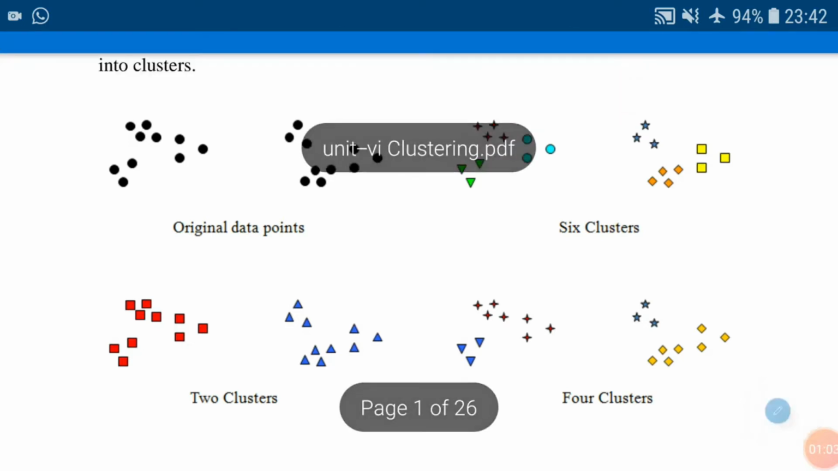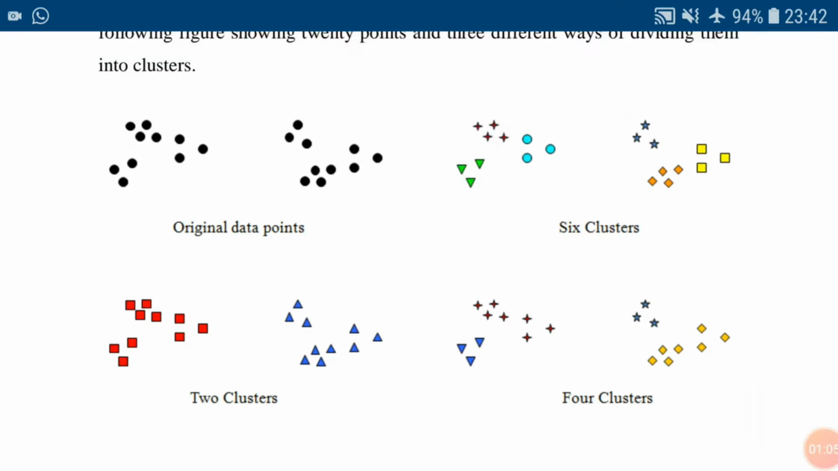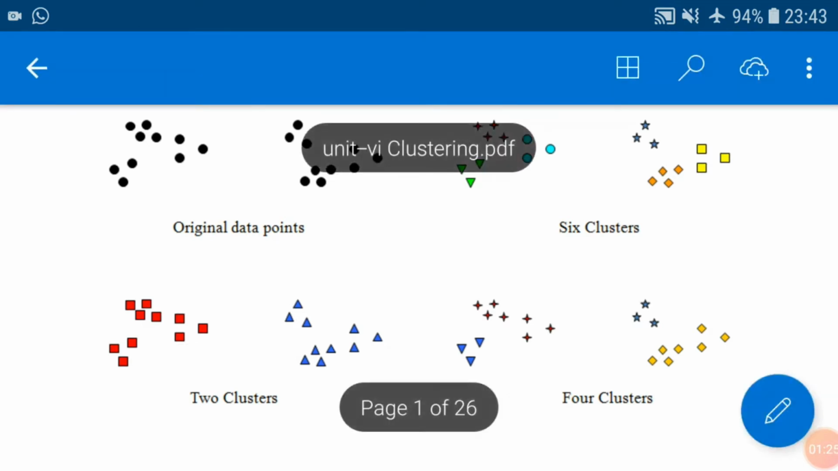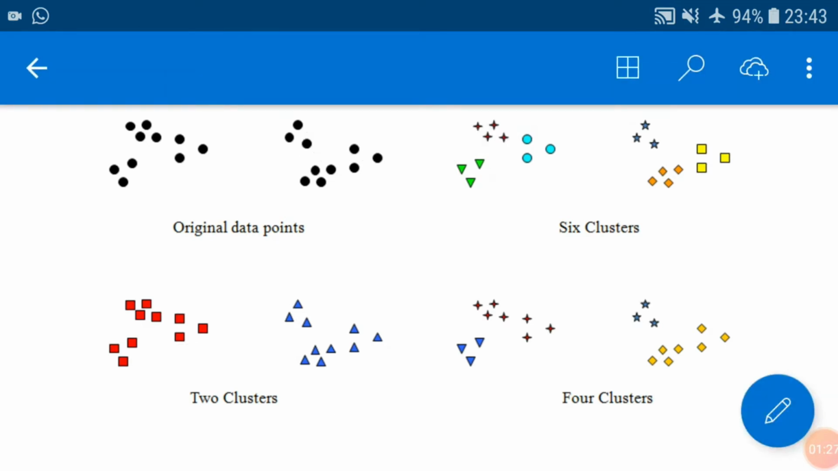So there is no question of dividing into clusters. Why? Because the entire data consists of similar data items. That's why in the original data points, figure part A, there is no need of division into clusters. Okay, so in part B we will see there are 6 clusters.